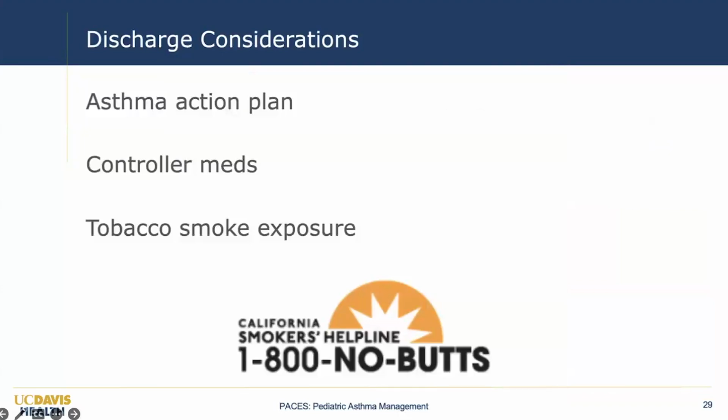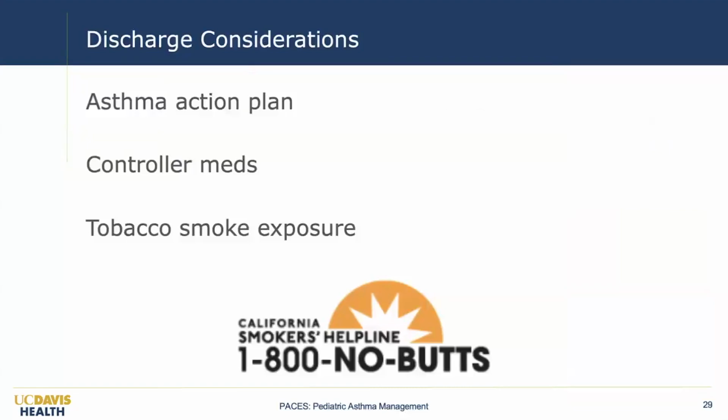So when we're thinking about discharging patients, we go over an asthma action plan so that they have a clear idea of what to do if the patient has symptoms at home. We prescribe and review their controller medications if those are indicated. And then we review tobacco smoke exposure because that's one of the biggest risk factors for these patients.